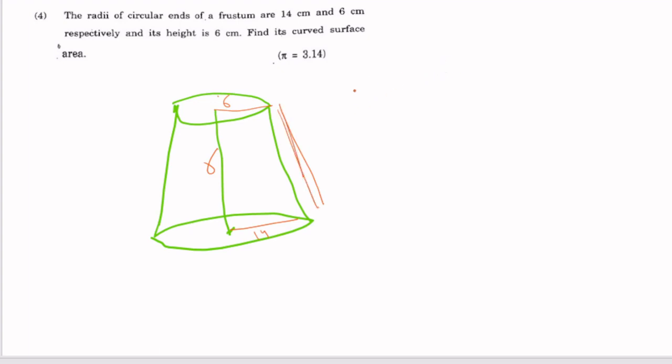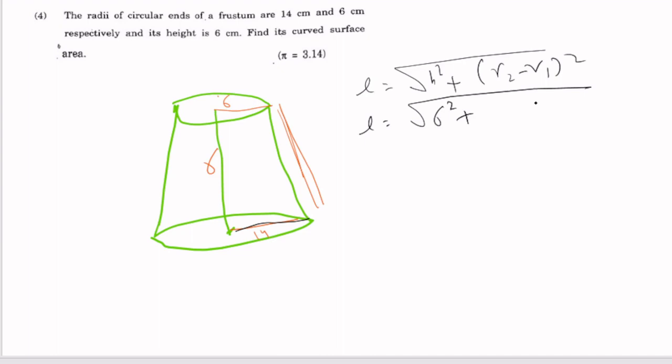How to calculate L? We have a formula. L is equal to square root of h square, that is height, plus (r2 minus r1) whole square. What is r2? r2 is nothing but the base radius, r1 is the top radius. So L is equal to square root of h square. What is h? Height. Height is 6 square. r2 minus r1, that is 14 minus 6, so 8 square. Let's solve this further. 36 plus 64, it will be 100. And L is equal to 10.